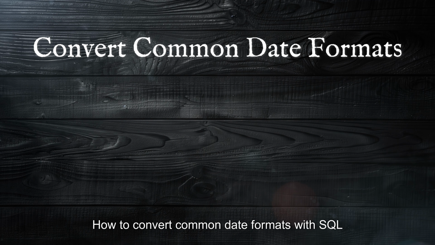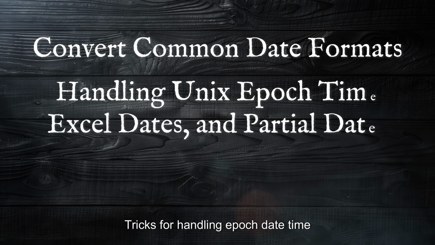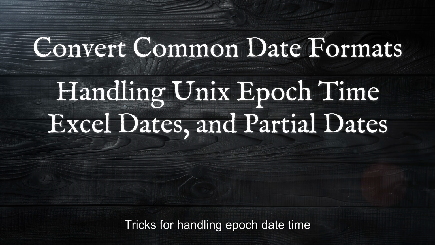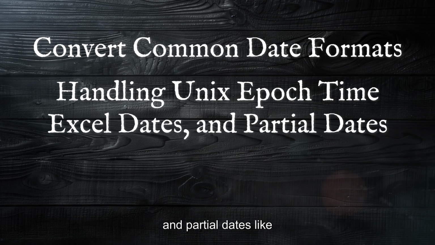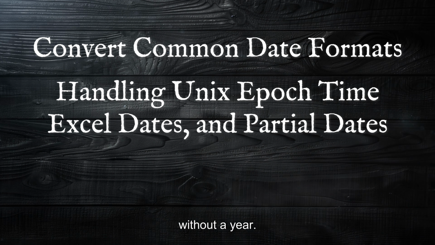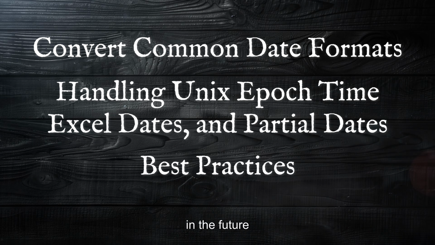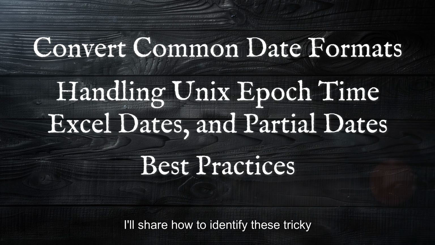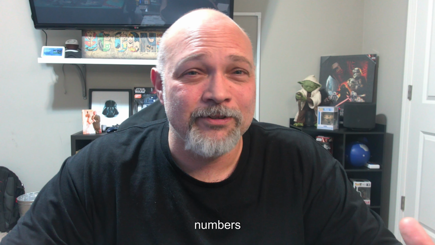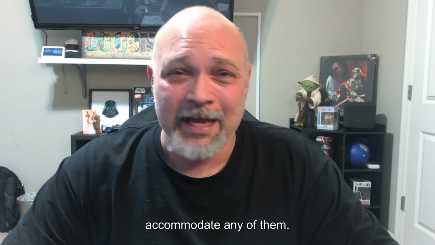Here's what we're going to cover: how to convert common date formats with SQL functions like cast and convert, tricks for handling epoch date time, as well as Excel serial dates, and partial dates like October 25th without a year, best practices to avoid messy date issues in the future, and stick around for a special bonus at the very end. I'll share how to identify these tricky numbers and how to dynamically be able to accommodate any of them.